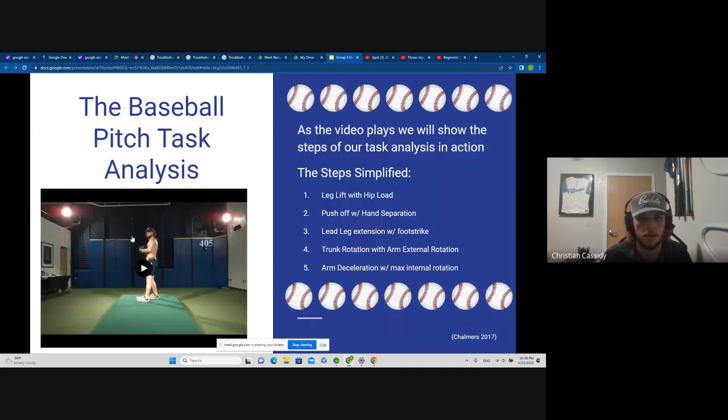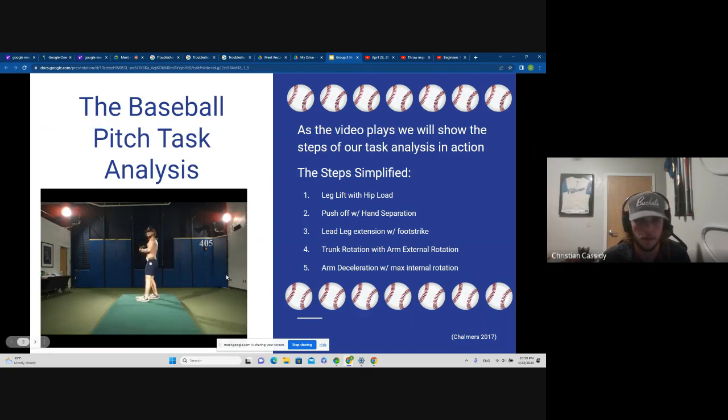So here is my baseball pitch analysis. I actually had a task analysis conducted on my mechanics, and here's a video of that. So we see a leg lift with hip load. Boom. Start to see that weight shift and a push forward down the mound. Lead leg extends, got a nice foot strike, trunk rotation, arm lays back, boom. Arm deceleration with max internal rotation. So that was a pretty solid example in slow motion of our task analysis.